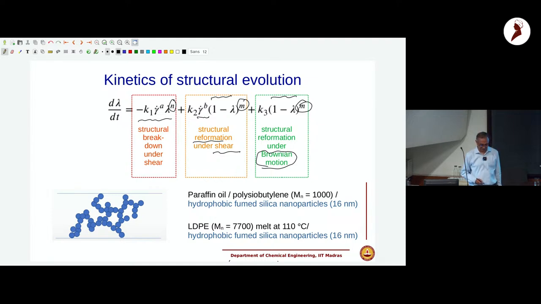perfectly formed structure. And so the two systems that we compared are this traditional system, with which several groups have worked over the last 10, 15 years, which is the fumed silica in paraffin oil and polyisobutylene. And then the one which we are looking at is low density polyethylene. And all our experiments are done at 110 degrees Celsius.